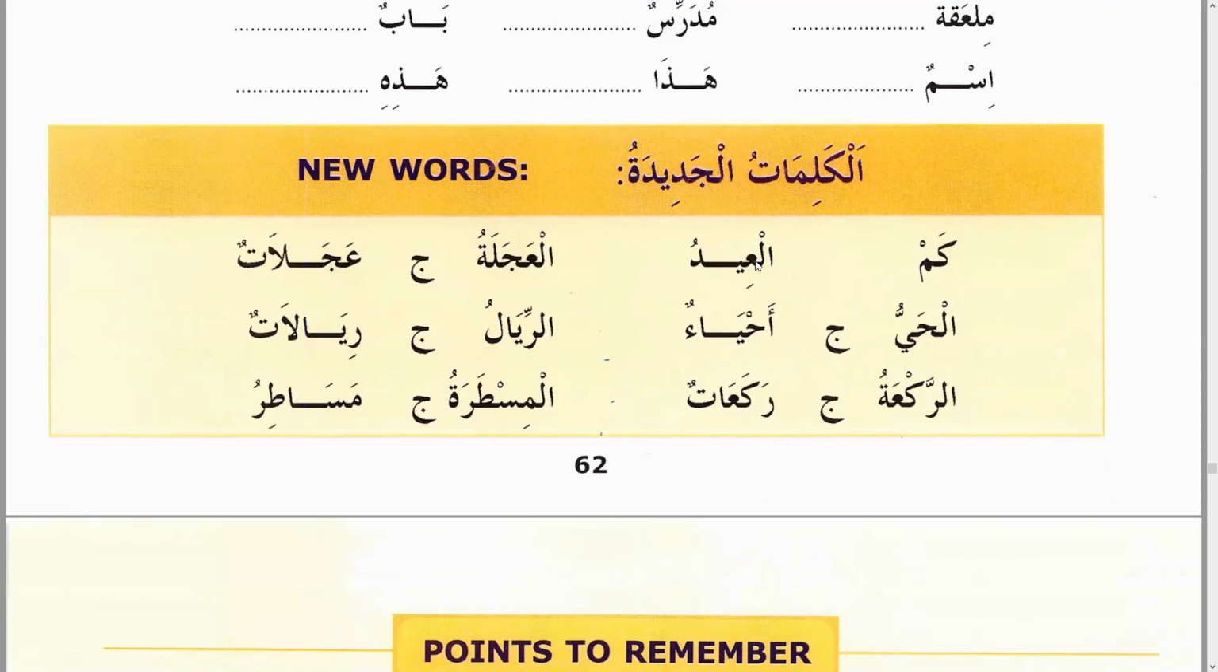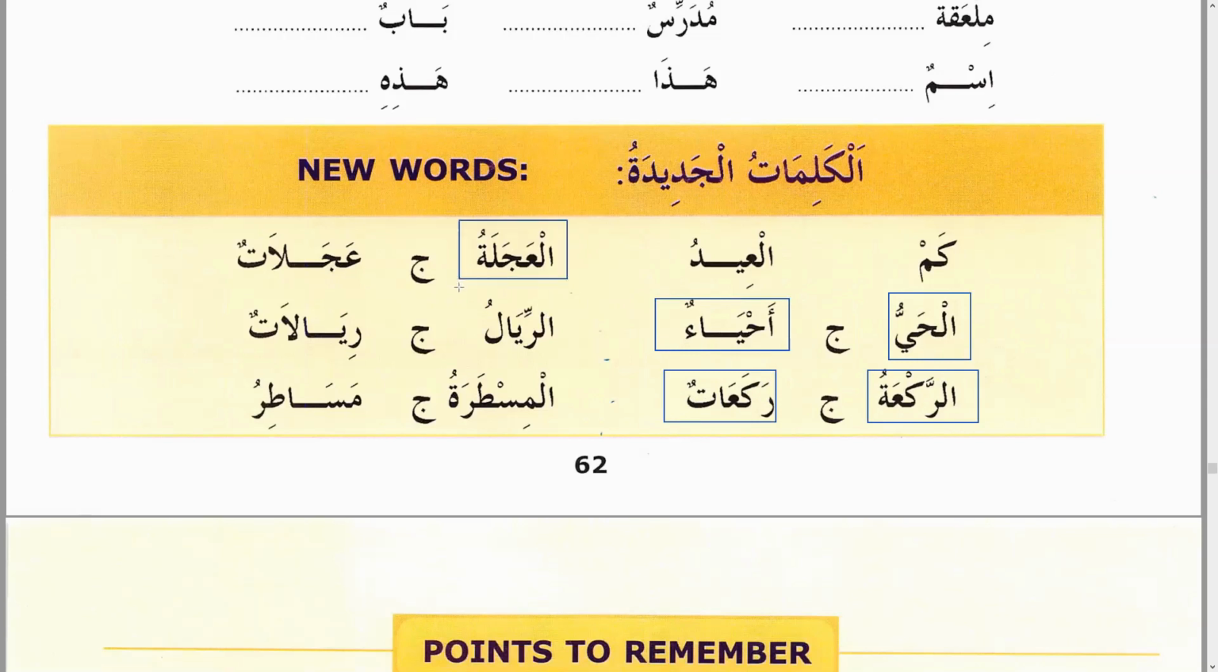Al-Eid, Eid is the festival. Al-Hayyu, Ahya'un, the locality or the living. Al-Raka'atu, raka'atun, units of a prayer. Al-Ajalatu, the tire. Ajalatun, ajalatun, one tire. Ajalatun, tires. Ar-Riyal, riyal. Al-Mistara, scale, masatiru. Its plural is غير منصرف. We'll learn about غير منصرف after two lessons, inshallah.